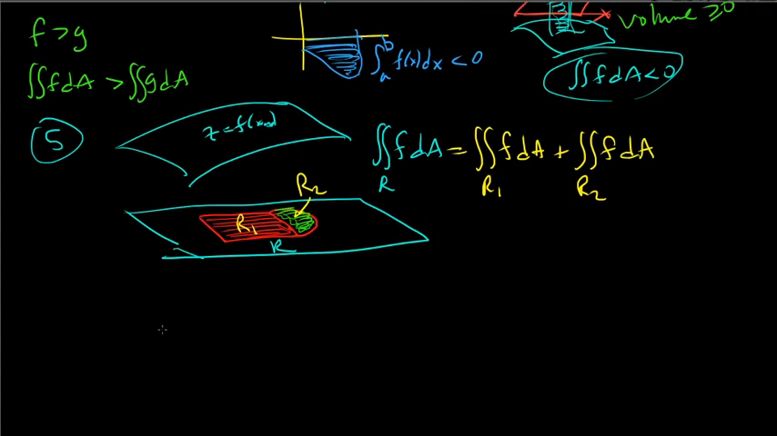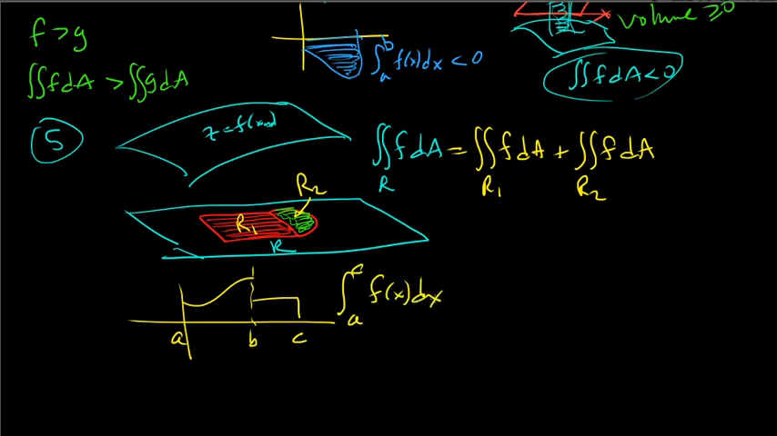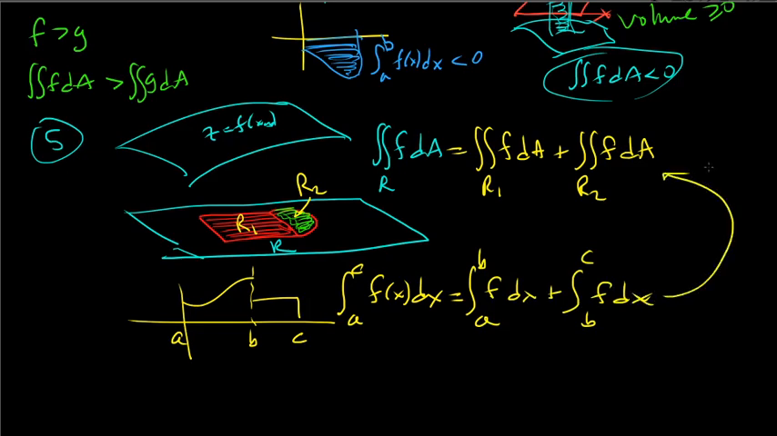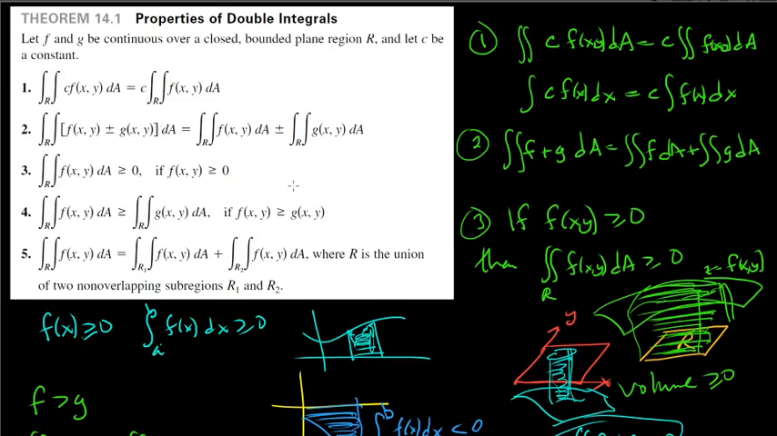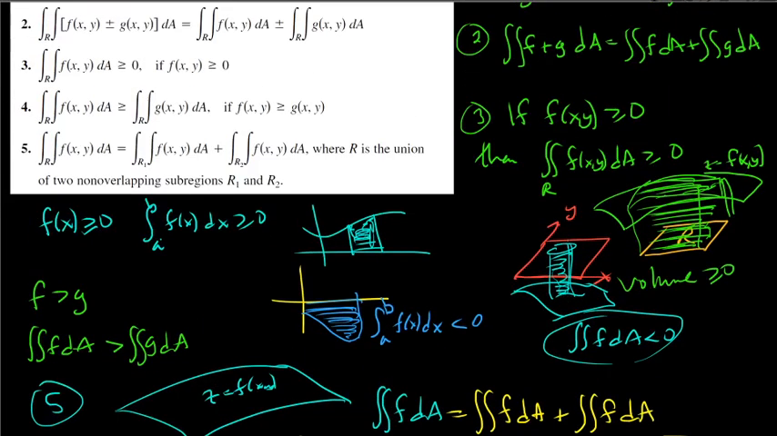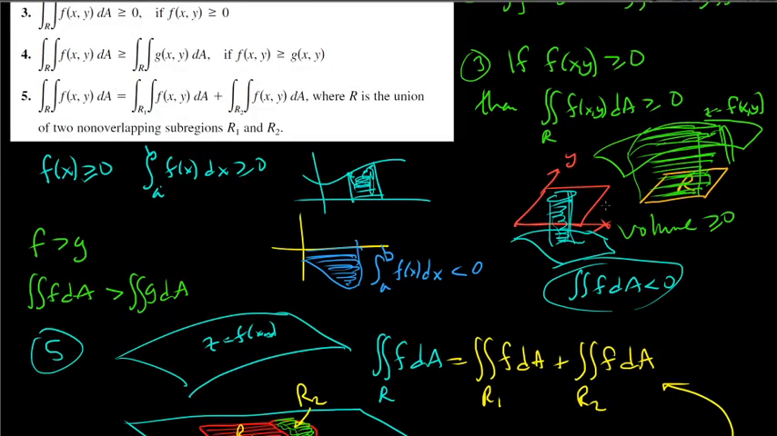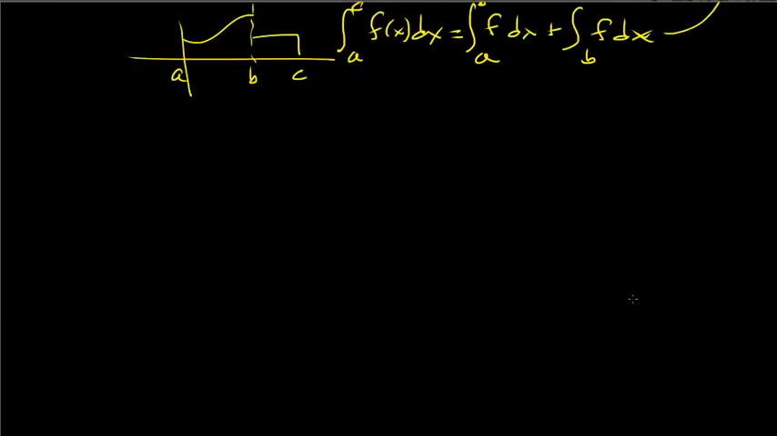In Calc 1, if you have one function here and then another function here, say from a to b and then from b to c, the definite integral from a to c, well, you can divide it going from a to b first and then going from b to c. So that's the analog to this property here, property 5. Okay, so yeah, it's just a bunch of properties. Most of them I think are fairly intuitive. We are going to use 5 probably a lot more than the others, but the others are important as well.